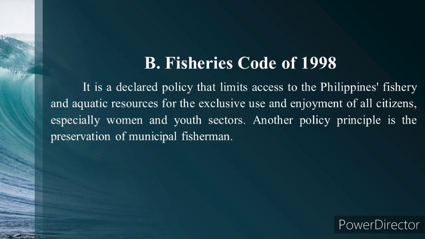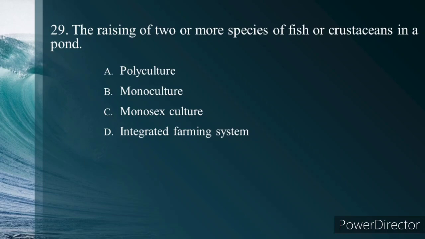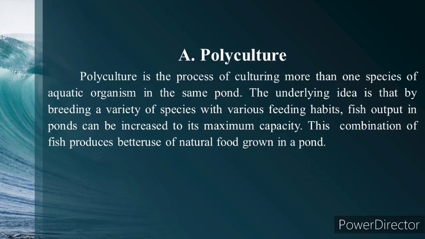Number 29. The raising of two or more species of fish or crustaceans in a pond. A. Polyculture. B. Monoculture. C. Monosex culture. D. Integrated farming system. 1, 2, 3. The answer is A. Polyculture. Polyculture is the process of culturing more than one species of aquatic organism in the same pond. The underlying idea is that by breeding a variety of species with various feeding habits, fish output in ponds can be increased to its maximum capacity. This combination of fish makes use of natural food grown in a pond.